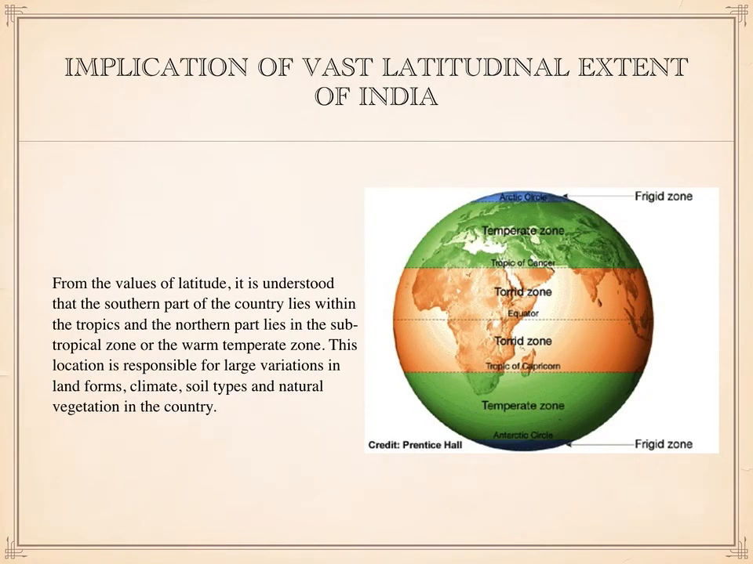Now, what is the implication of vast latitudinal extent? From the picture, it is clear that India lies in two thermal zones because the Tropic of Cancer divides India into two equal halves. The northern part lies in the subtropical zone or the warm temperate zone, and the southern part lies in the torrid zone. This climate variation leads to differences in soil types, natural vegetation, and landforms in the country.